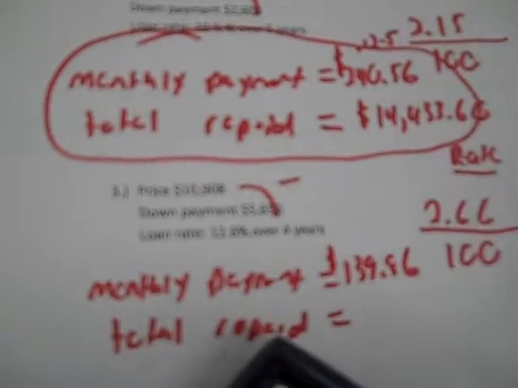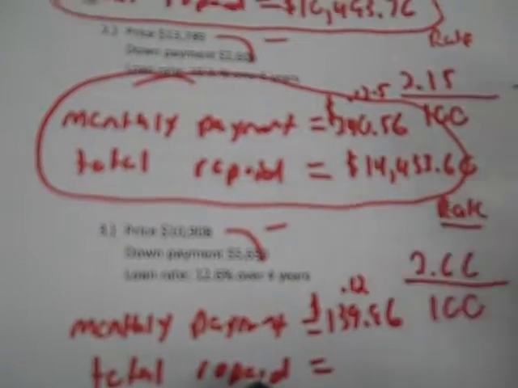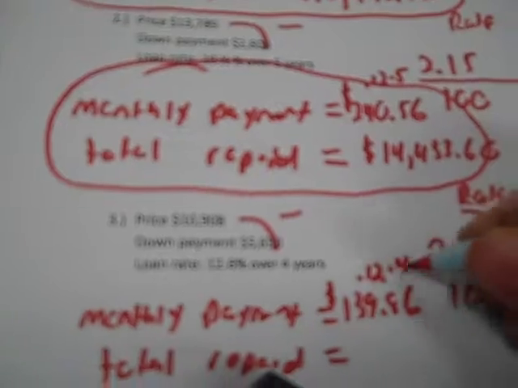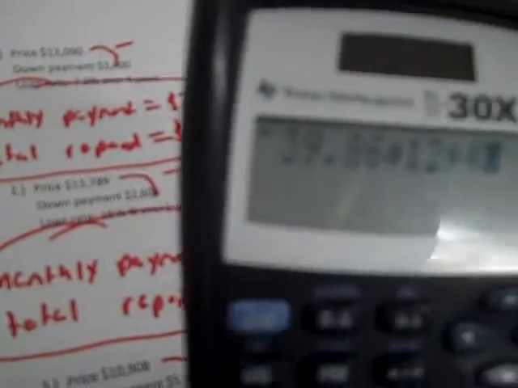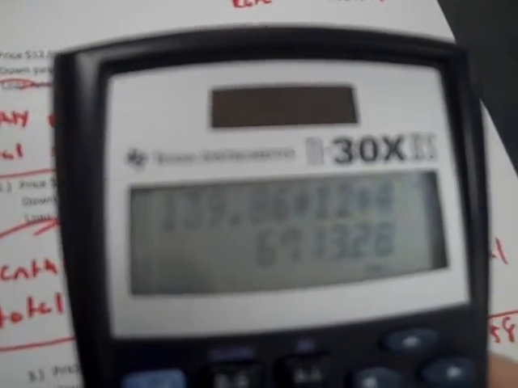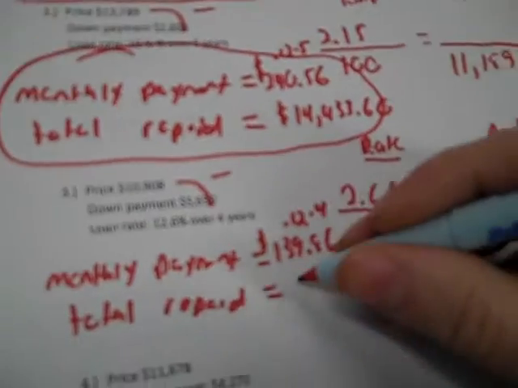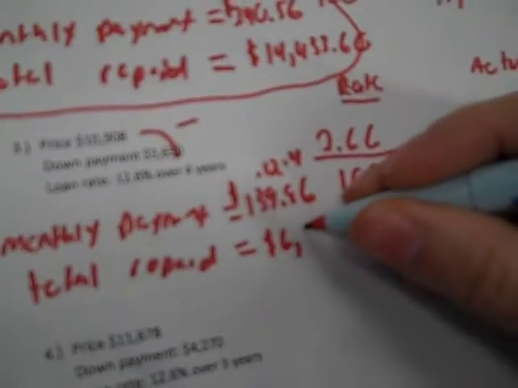Now you're paying that every month, so you got to pay it 12 times a year, and then 4 times because it's 4 years. 139.86 times 12 times 4 is $6,713.28.